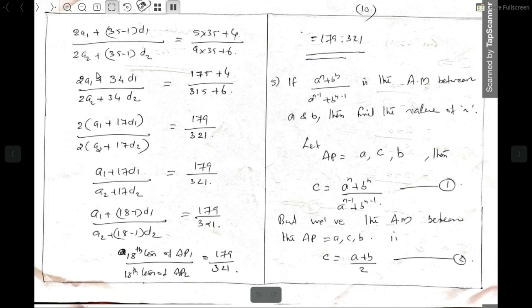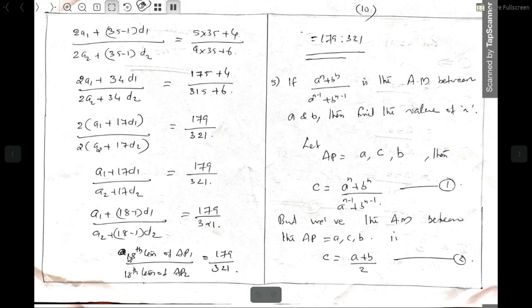So this step is multiplication. So you take 2 outside. So a1 plus 17 d1 and a2 plus 17 d2, and the 2s are cancelled. So a1 plus 17 d1 divided by a2 plus 17 d2 is equal to this answer. What is 17? 18 minus 1. So this step is replaced by this step. What is a plus 18 minus 1 into d? What is a plus n minus 1 into d?